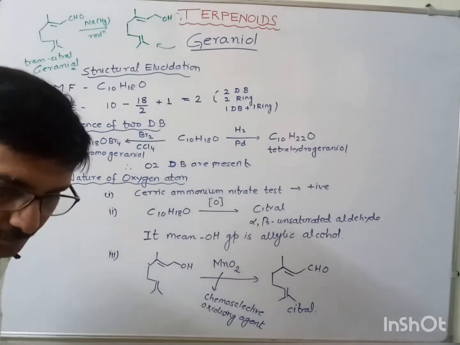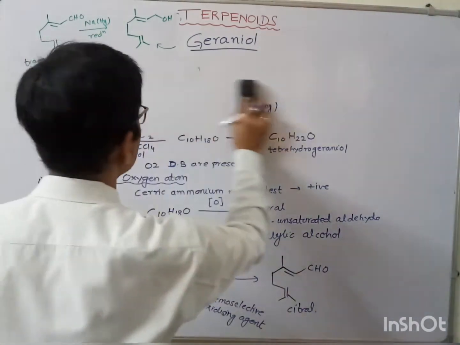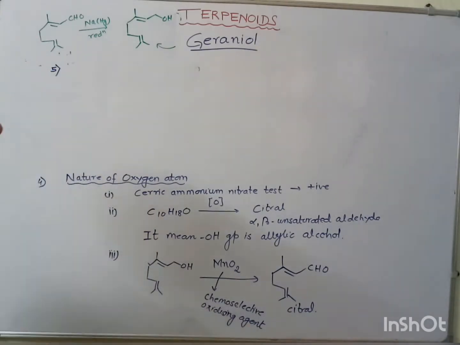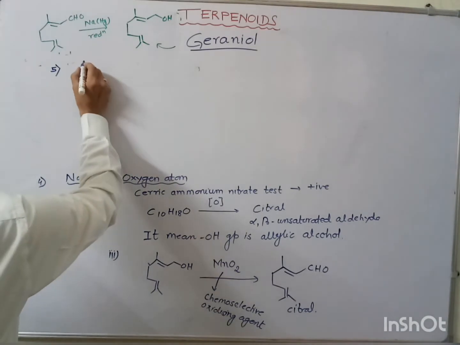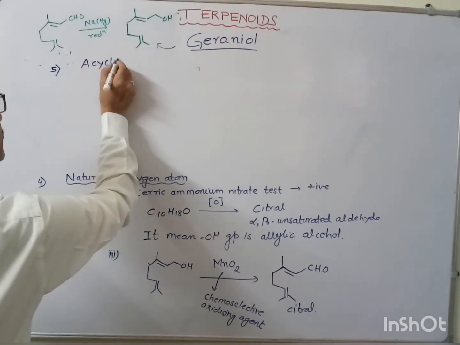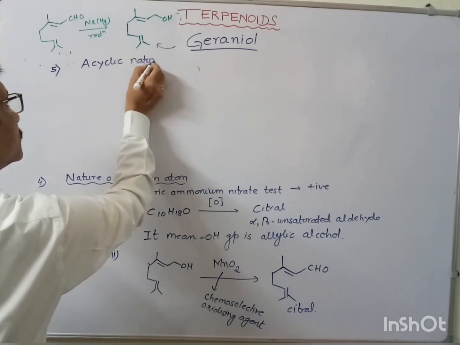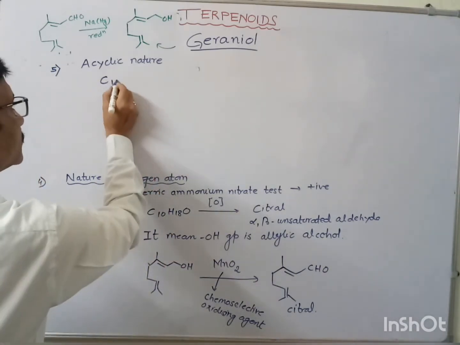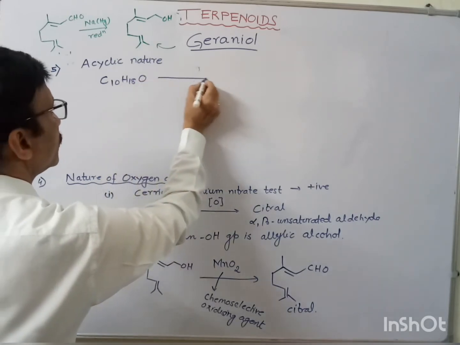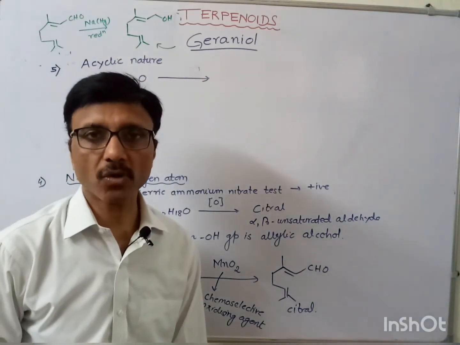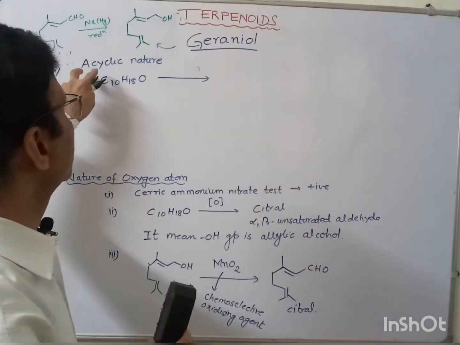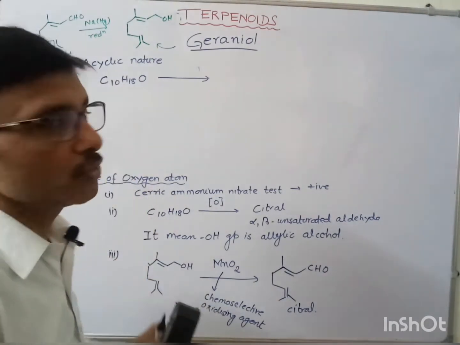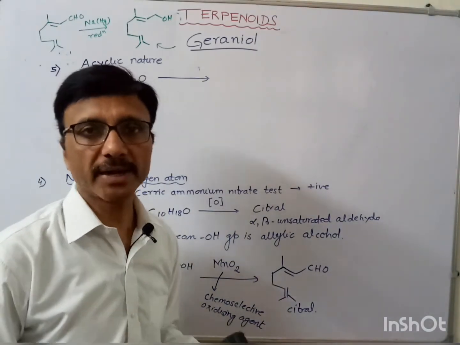Now let's see the next point that we can prove, the acyclic nature of geraniol. Geraniol is an acyclic one. We have the formula C10H18O. For determining whether it is acyclic or cyclic, we convert the molecular formula into the saturated hydrocarbon, the parent alkane form.